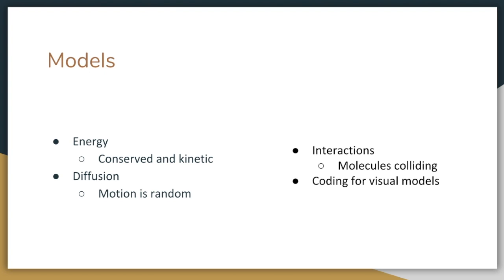So our models, we have a couple different models that we went through. Conservation of energy, we assume that all the kinetic energy in the system is conserved. So all collisions are elastic, the energy is the same, so velocity and mass are the main variables that we're looking at. Since mass is constant, our main focus is the velocity.